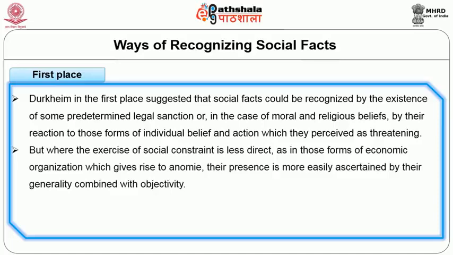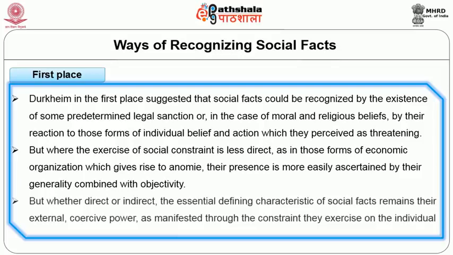But where the exercise of social constraint is less direct, as in those forms of economic organization which give rise to anomie, the presence is more easily ascertained by the generality combined with objectivity. But whether direct or indirect, the essential defining characteristic of social facts remains their external coercive power, as manifested through the constraint they exercise on the individual.